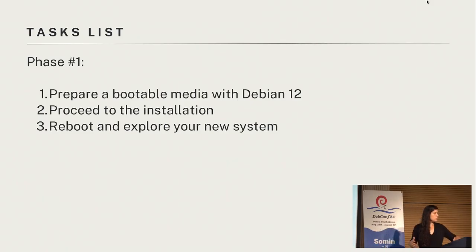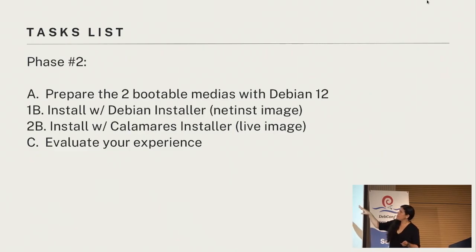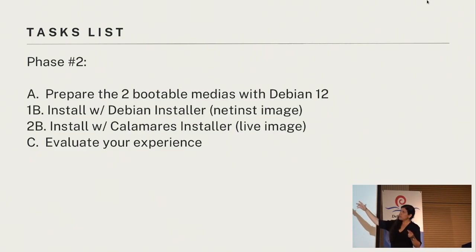And what we have is prepare the 2 bootable medias. Now, since we needed to have the 2 installers, in parts 1B and 2B half of the sample got first the task to install with Calamares and then to install with DI, and the second half of the sample got the opposite, first DI and then Calamares, so that the order should not interfere with the result. And then the third part was evaluate your experience. This is not included in the results because it was just to fill out the feedback form.